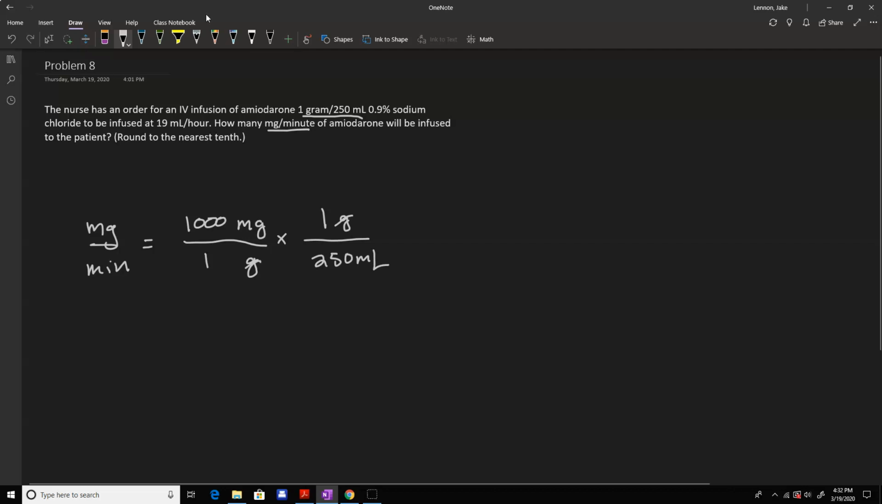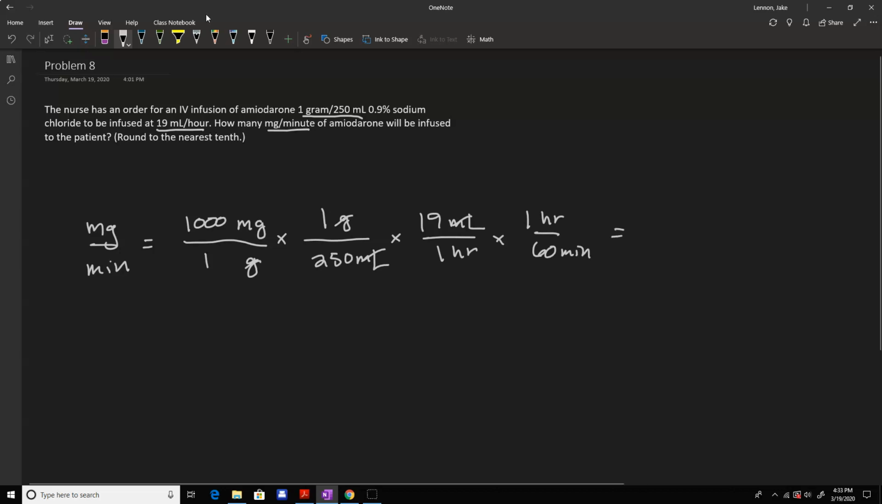So now my job is to cancel this milliliter. So I'm going to look for milliliters in the problem. I see it in the second line at 19 milliliters per hour. So I write a 19 ml on top, and on the bottom I write 1 hour. So the milliliters are crossed off. And again, I'm left with milligrams and hours. So the last thing I want to do is change hours to minutes. So 1 hour on top, 60 minutes on bottom.